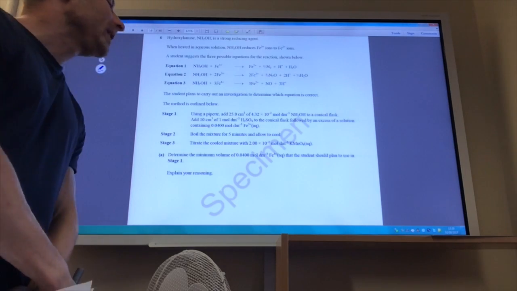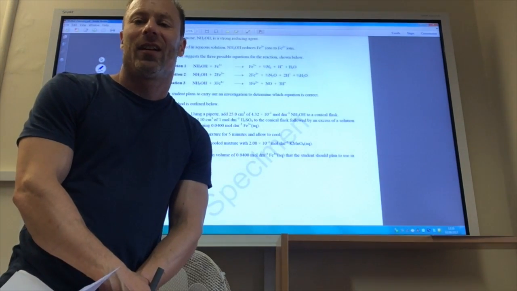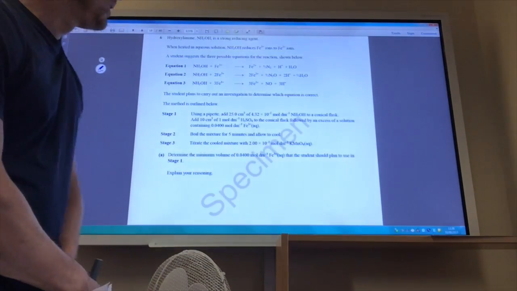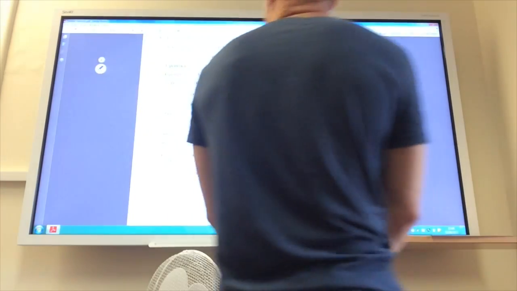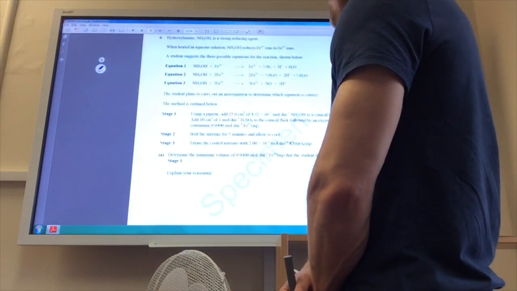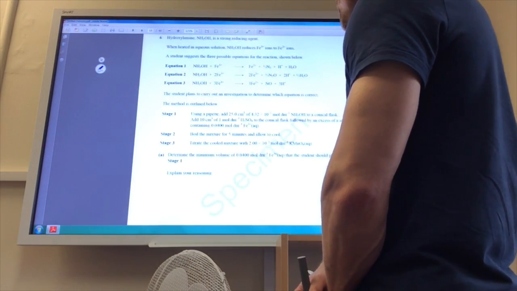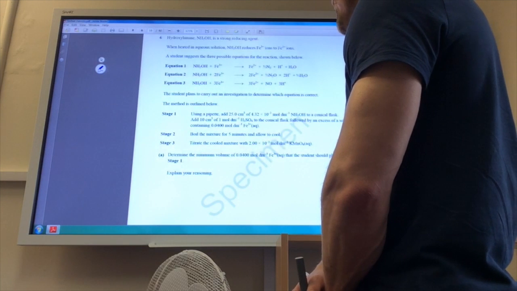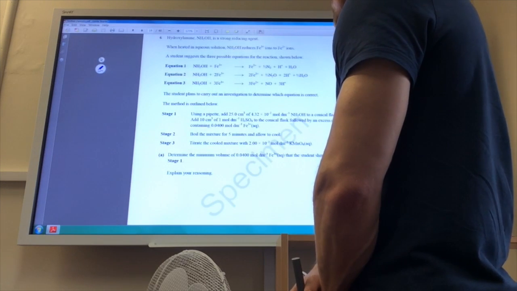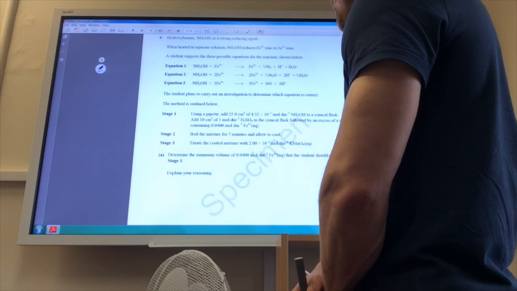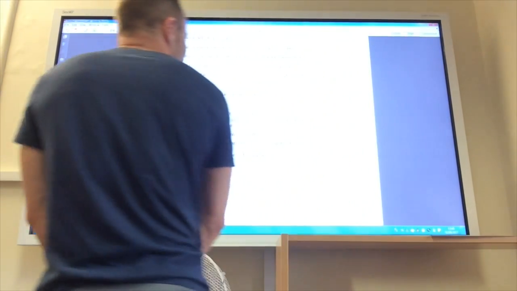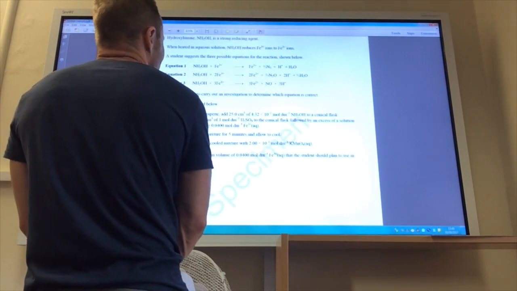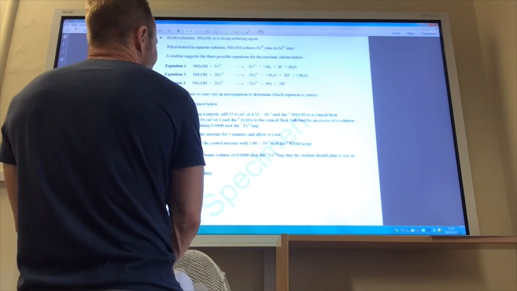Right, so finally, question 6. We're almost there now. Hydroxylamine, NH2OH, strong reducing agent. It wants me to work out which equation is correct. So how can I do that? Well, it's used to prepare... 25 centimeters cubed of that concentration of hydroxylamine is adequate.